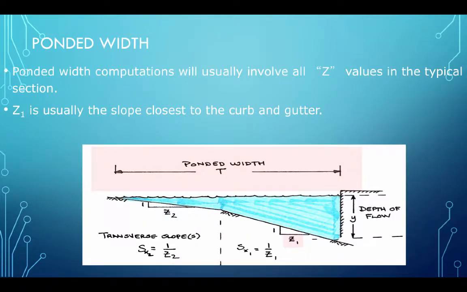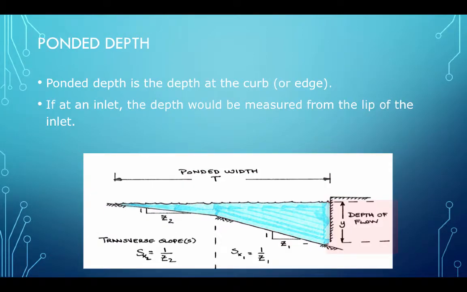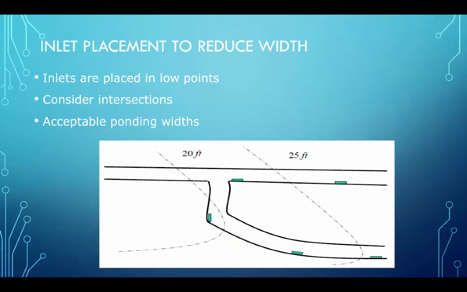The ponded width usually involves all cross-slope values. So in this two-slope system, there's a steeper slope closer to the curb and a shallower slope closer to the crown. And the transverse slopes are considered collectively. The ponded depth is defined at the curb. If it's an inlet, the depth is measured from the lip of the inlet. And we place inlets at locations so that it will reduce the ponded width and keep the road passable.